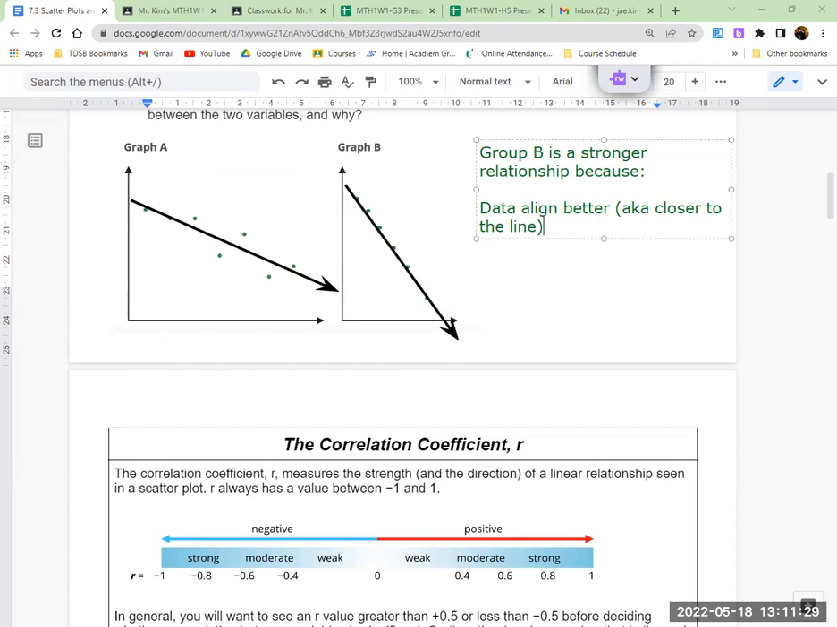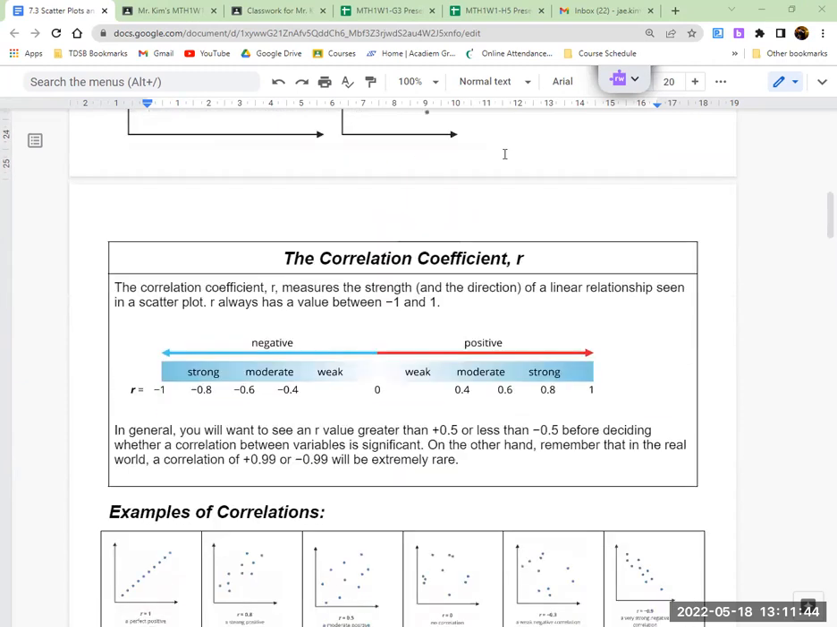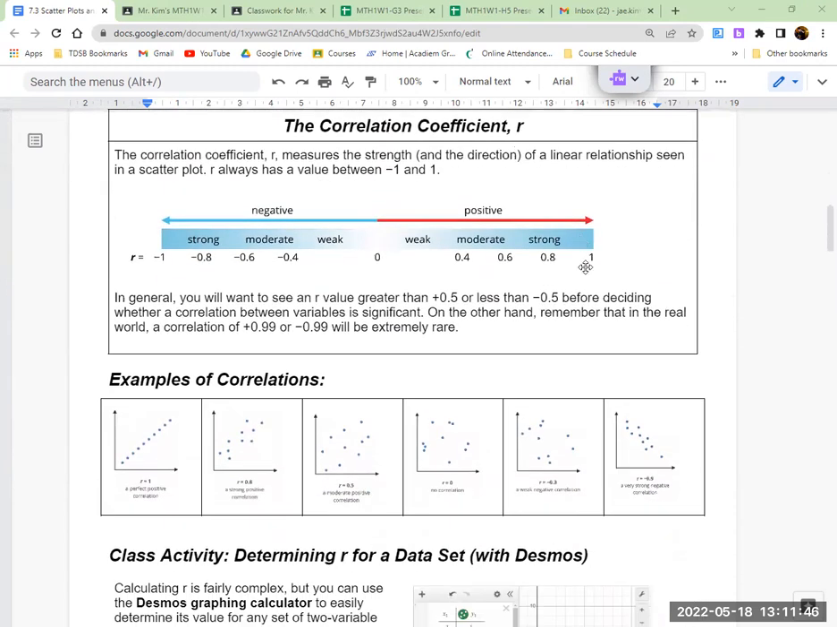But the next question is, how the heck do we tell if it's closer or not? So yes, we have to give it a number. Here's the number. Introducing the correlation coefficient with the letter R.